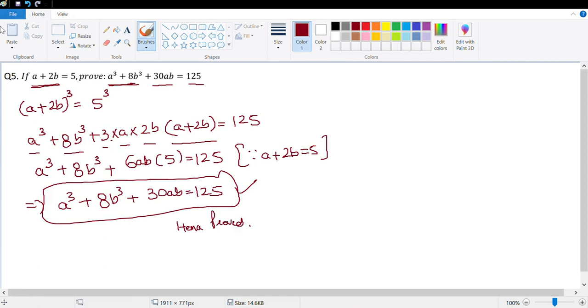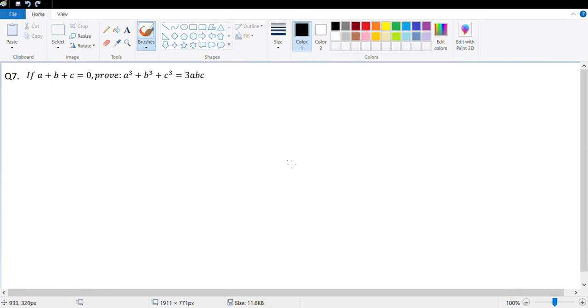The last question that we do is question number 7. So this is not exactly the question given in your book. This is the new formula that I had talked about. So let's look at this formula before I solve the question given in your book. So the formula is if a plus b plus c is equal to 0, then a cube plus b cube plus c cube is equal to 3abc. We need to prove that.